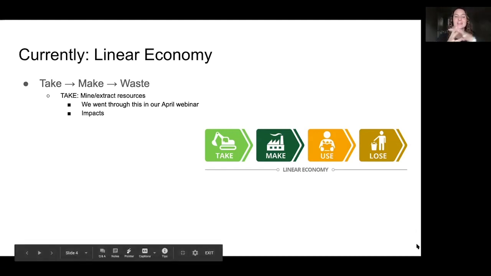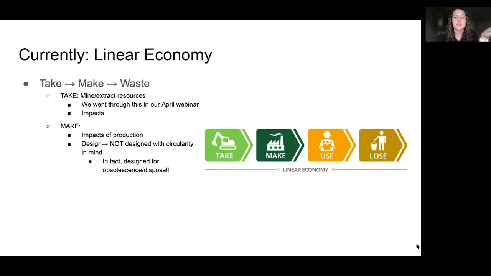So then once we've extracted and refined these resources, we have to make them into products, which means, of course, negative impacts in all the same categories we just mentioned. In this model, the products do not come back to the manufacturer usually. So not only are they not designed for recyclability or compostability, but they're also not designed for reuse or repair. And in fact, they're designed specifically usually for obsolescence and disposability. What the heck? That doesn't make any sense. And it is absolutely not a sustainable system that we can continue on.